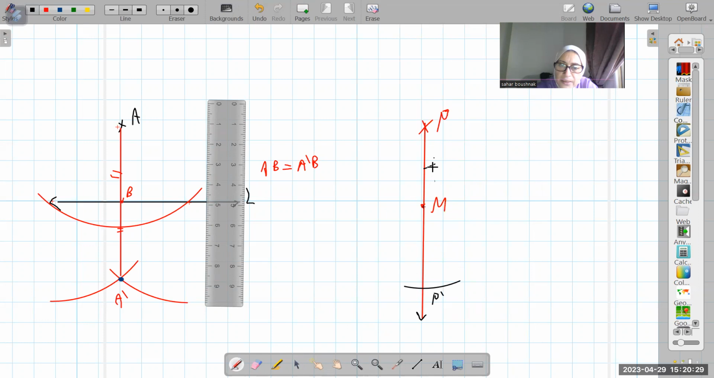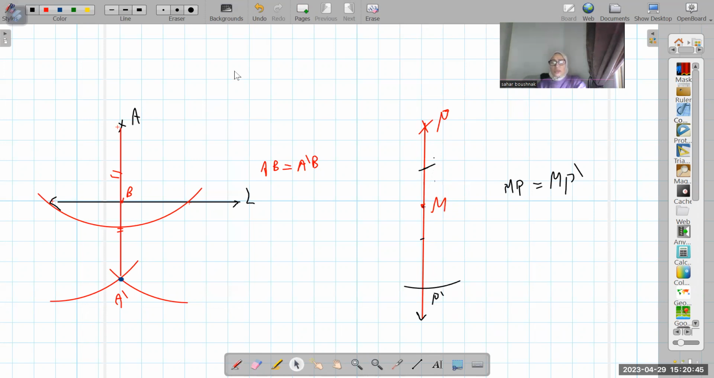And also the distance here is equal to this distance. So MB equal MB dash. This is for reflection in a line or in a point. And you know that any shape will contain more than one point. So it is important to know how I can reflect the point, then it will be easy to reflect any shape.